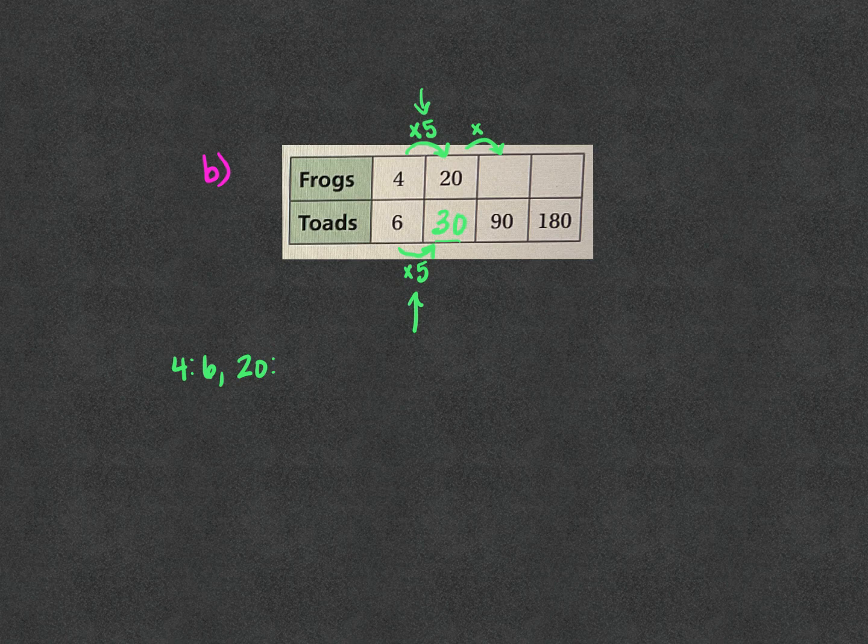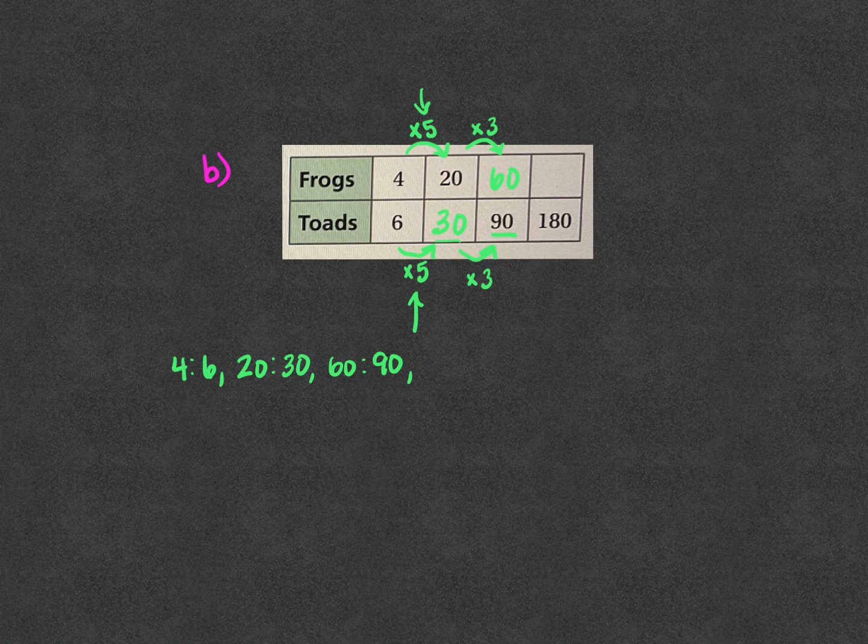Which tells me my answer for that one. So now I have a 20 to 30 ratio. Now I've got to figure out what I've got next, but I don't know what I'm multiplying these two by. But the clue shows us that we have 90. How did I get from 30 to 90? 30 times what gets me to 90? Well, you should figure out that 30 times 3 equals 90. So I'm going to multiply my top by 3. 20 times 3 ends up being 60. So my next equivalent ratio is 60 to 90.